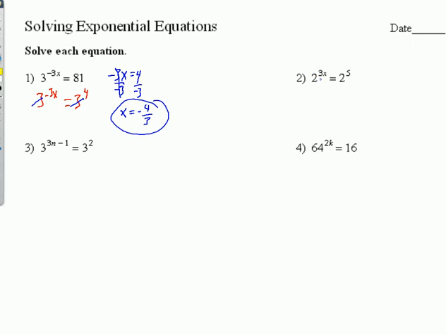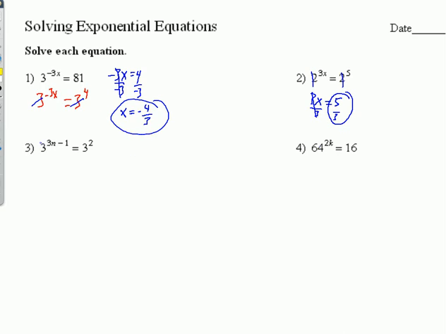All right, number 2 is one of the real basic ones. The bases are already the same. I can just simply cancel them out, put the exponent expressions equal to each other, and start to solve. Here I'm going to divide by 3. Dividing by 3, x comes out to 5/3.